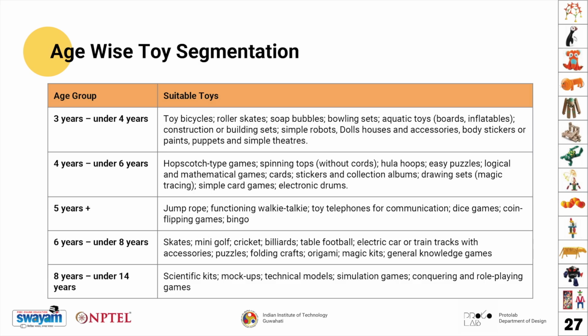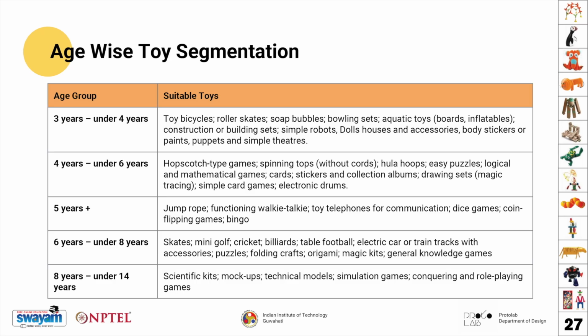Between 3 and 4 years, children enjoy more structured and social play. Toys such as toy bicycles, roller skates, bowling sets, aquatic toys, construction sets, simple robots, doll houses, puppets, and small theater sets help develop coordination, creativity, and collaborative play. As children grow older, their toys become more complex and begin to support logical thinking, creativity, and social interaction.